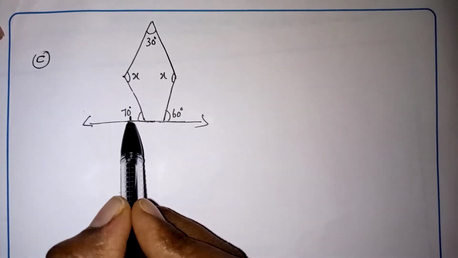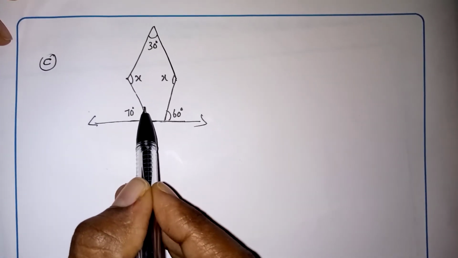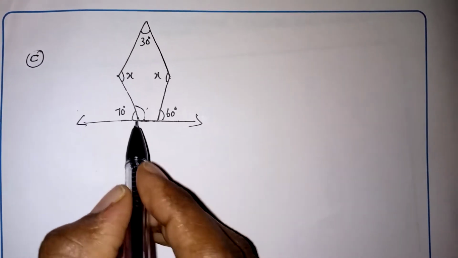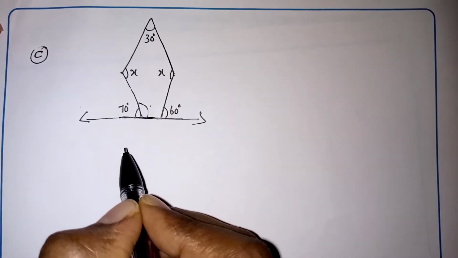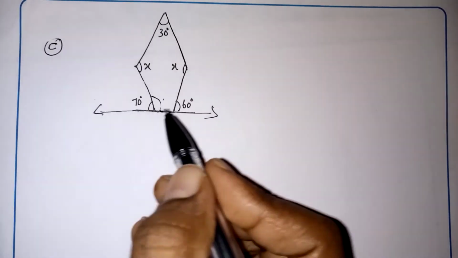Here the exterior angle is given as 70. Then what should be the interior angle in this place? We have to think over it. Here this is a straight line. A straight angle is always 180 degrees. That is called a linear pair also.